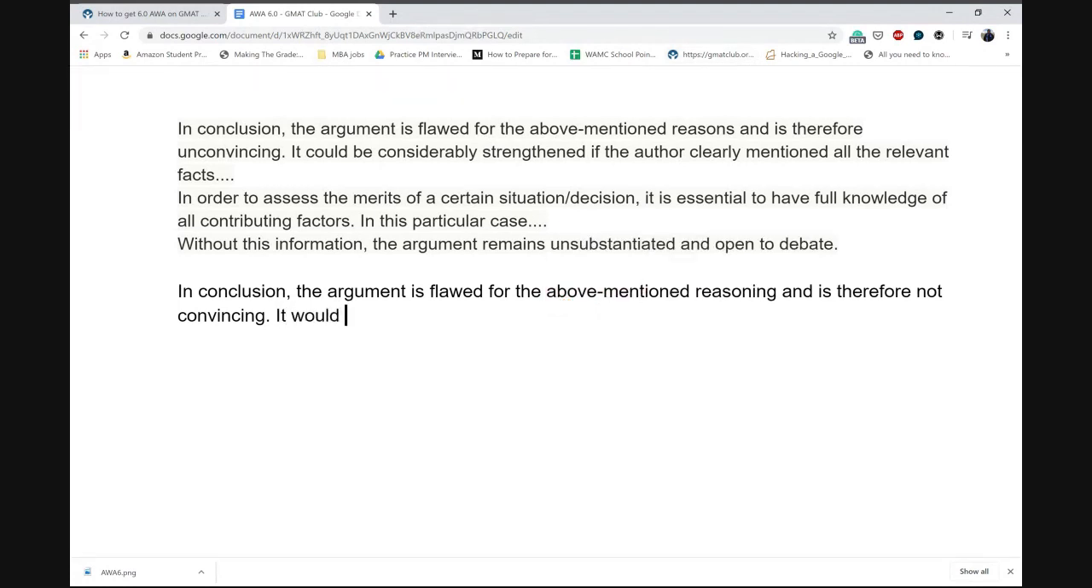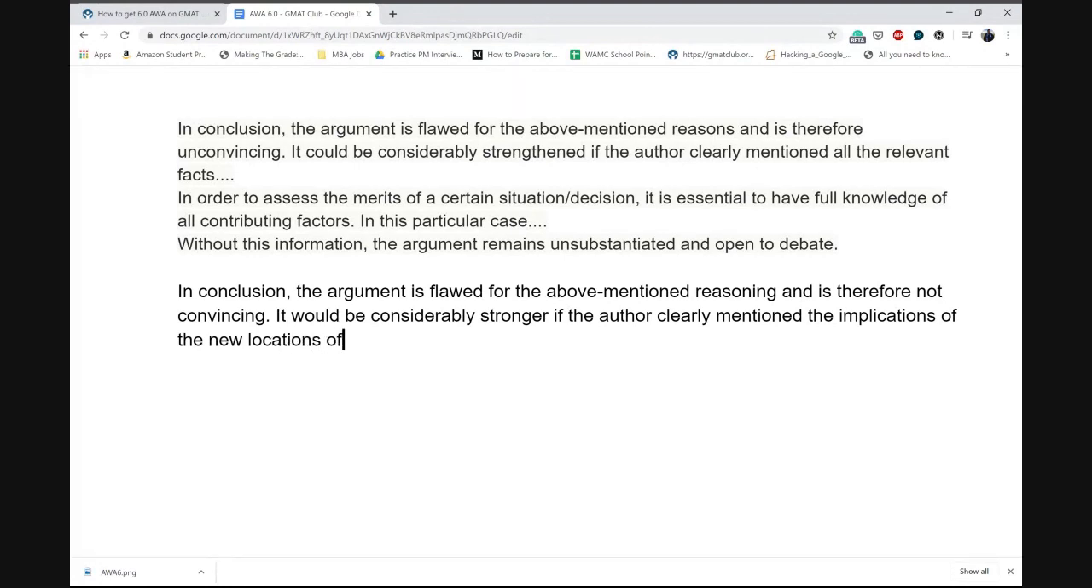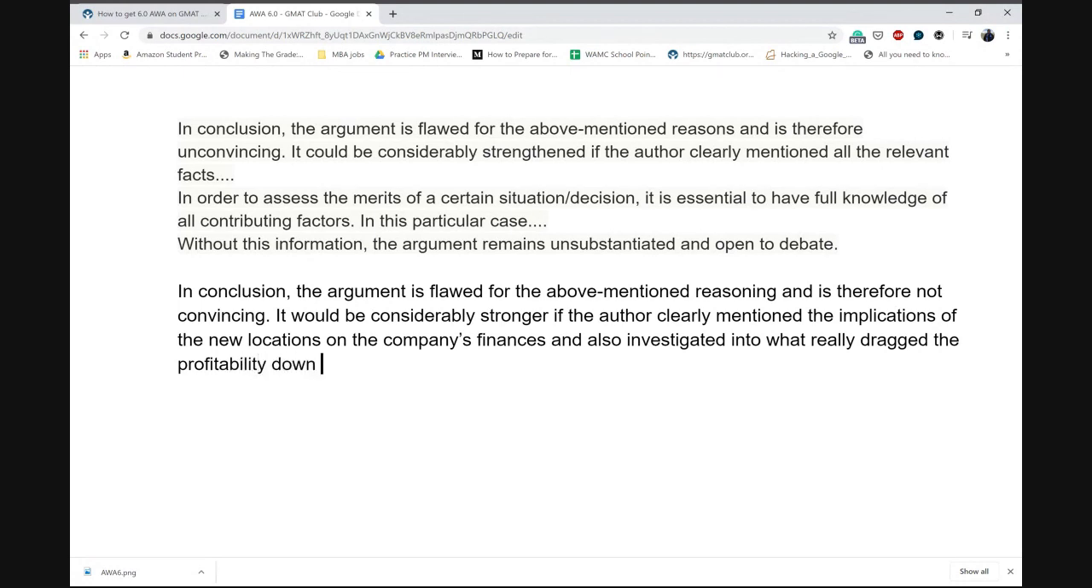It would be considerably stronger if the author clearly mentioned the implications of the new locations on the company's finances and also investigated into what really dragged the profitability down compared to the previous years.